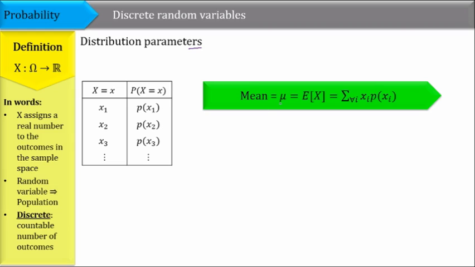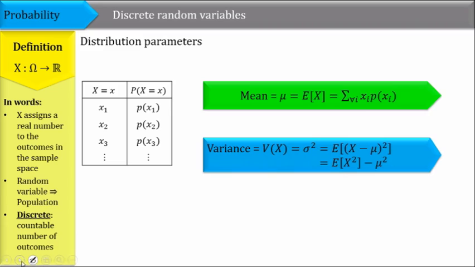The mean, which will be denoted by mu, is the expected value of x, and it is calculated in this way. Now all that this means is that we take each x value, we multiply it by its own probability, and we add all of those products together.